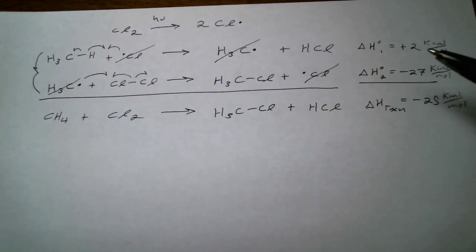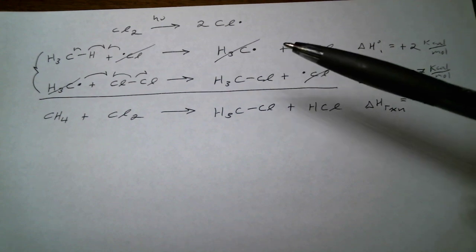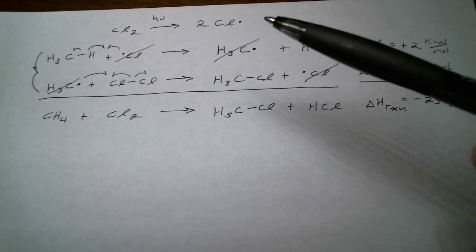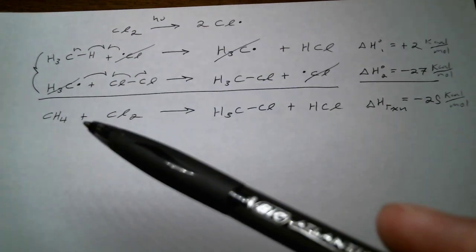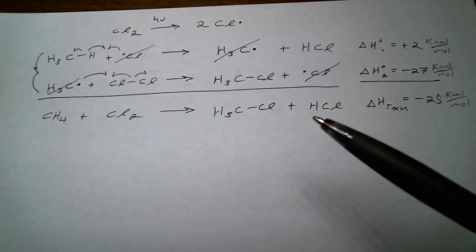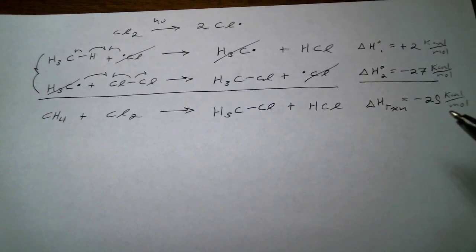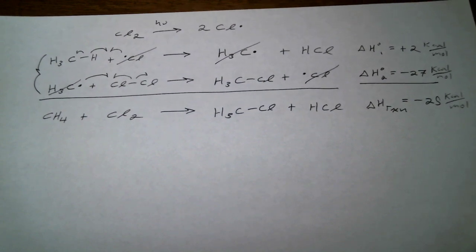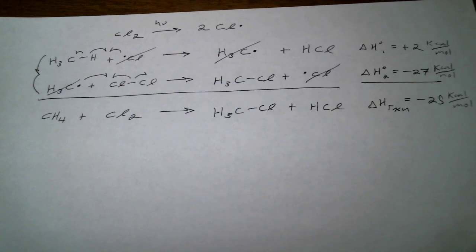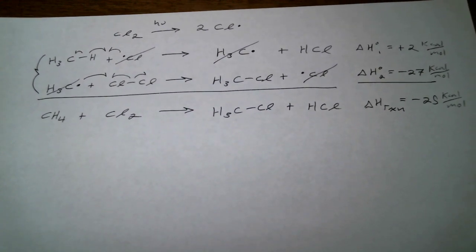And so we have the enthalpies for those 2 elementary steps. If we add these 2 reactions together, we can cancel the methyl radicals and the chlorine radicals, and we sum to the overall reaction, and we sum to the overall enthalpy of reaction too, of minus 25 kcals per mole. So in the next video, we'll consider reaction kinetics a bit more.